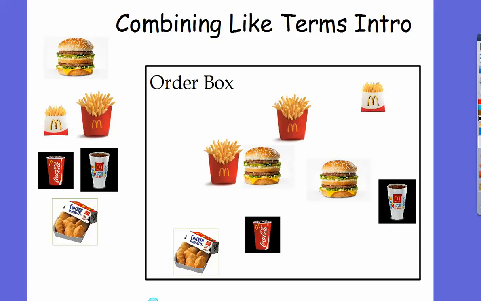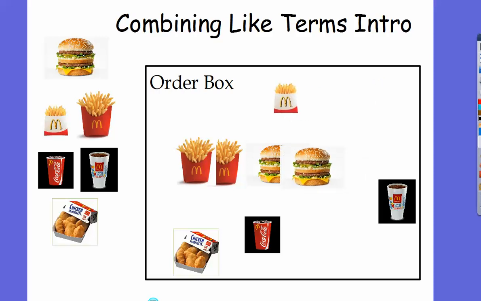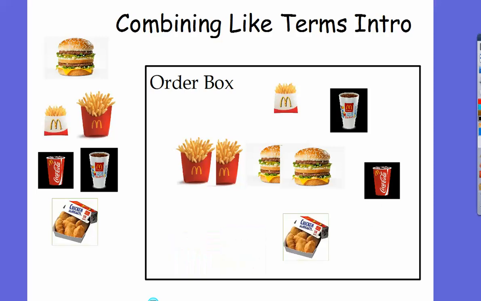So if this is what I wanted to get at McDonald's, would I go up to the McDonald's menu person and say, hello, I'd like a medium french fry, a Big Mac, a medium french fry, a small french fry, a Big Mac, a large drink, a medium drink, chicken nuggets? No, I'm going to combine them. Instead, I'm going to say I want 2 medium french fries, 2 Big Macs, 1 small french fry, a large drink, a medium drink, and 1 order of chicken nuggets.